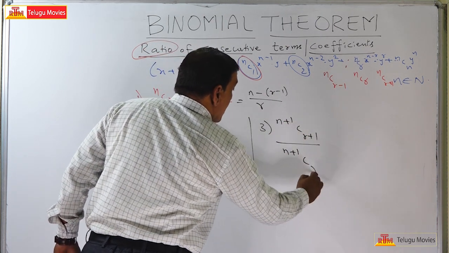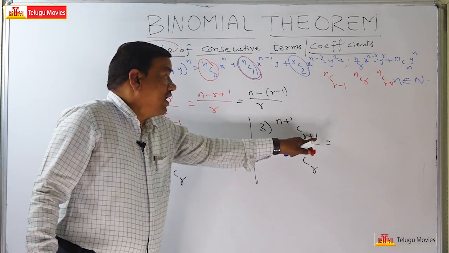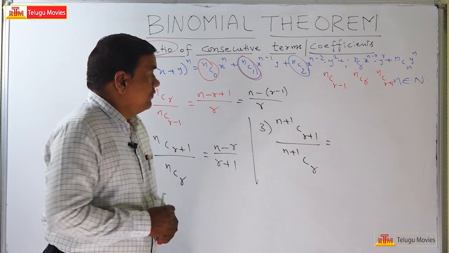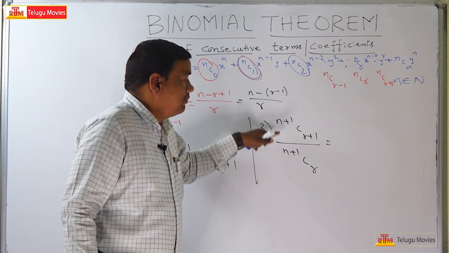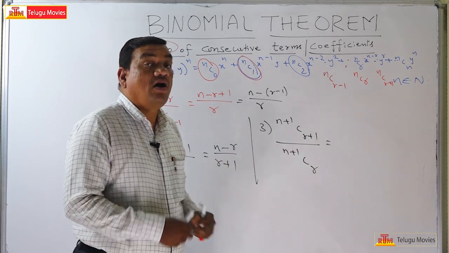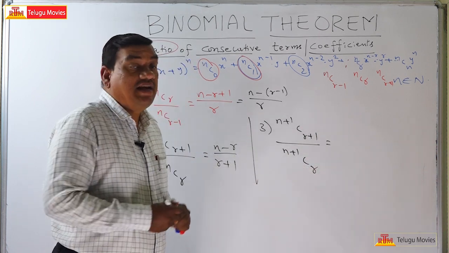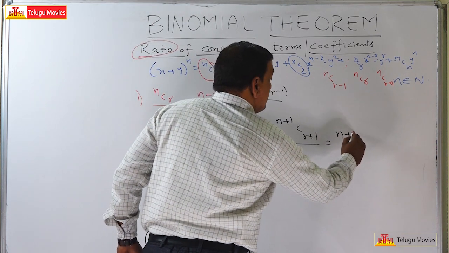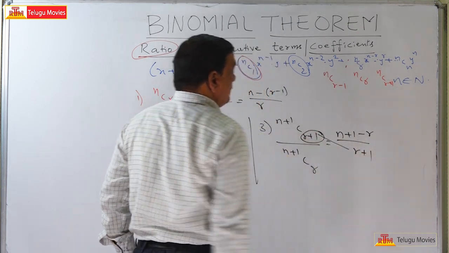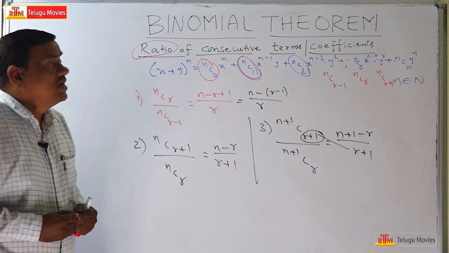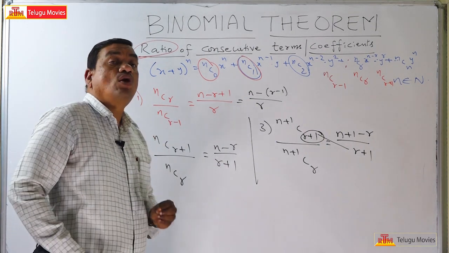Next I will tell, for example, (n+1)C(r+1) by (n+1)Cr. Here n + 1 is there, r + 1 and r, one less. Therefore, what is the answer? n + 1 - r. Whatever numbers are there will come down, r + 1. So that is the answer. Based on this concept, we have a very, very important problem.